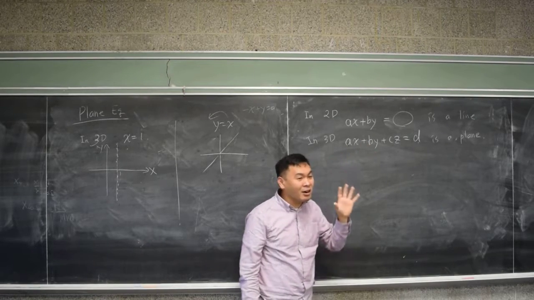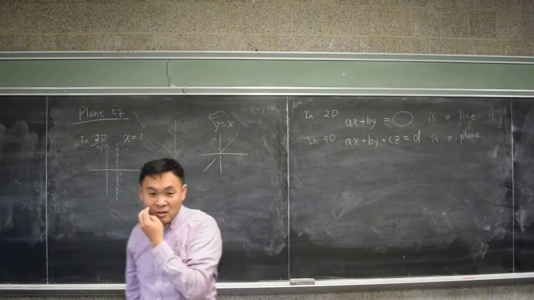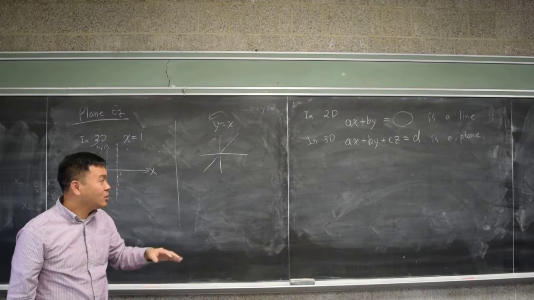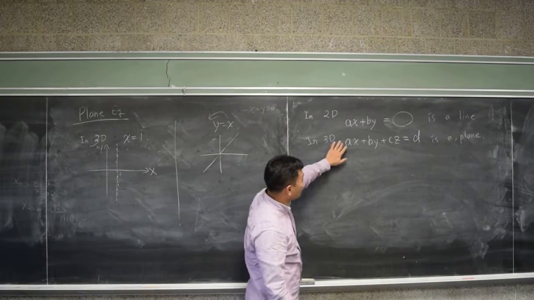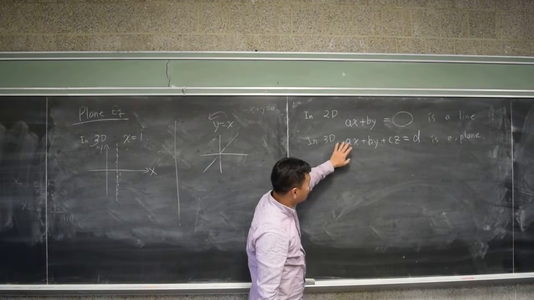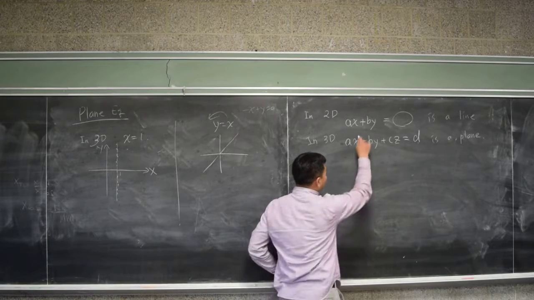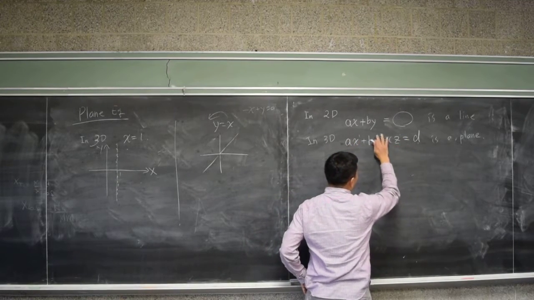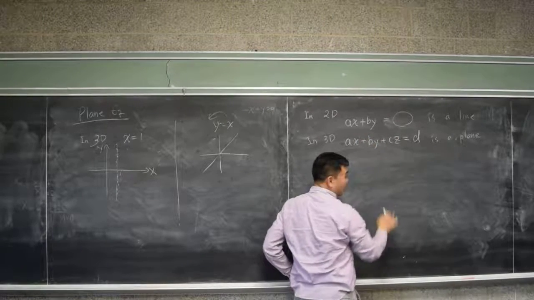So that's the hard thing to grasp at first, okay? Realizing that in 3D, one such equation, this is called a linear equation because all of these variables have power 1, and none of the variables are multiplied together.